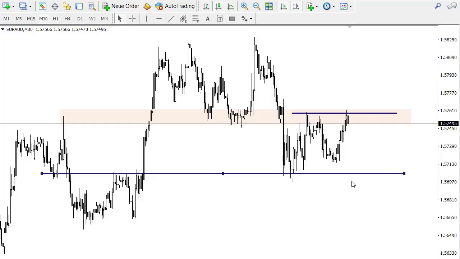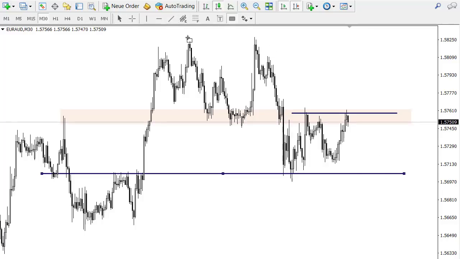Again, we are not going to enter right at a support and resistance level. Support and resistance is just a confluence concept where we can identify high impact, significant price areas on our charts, where we can then, with the other tools and the other signals that we will explore later, time our entries and find good entries.